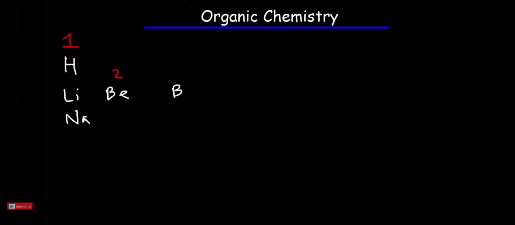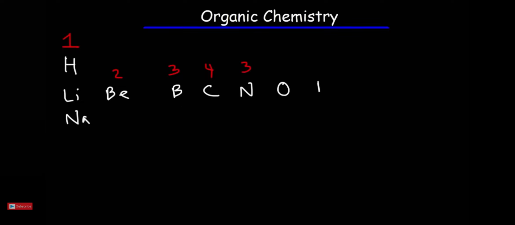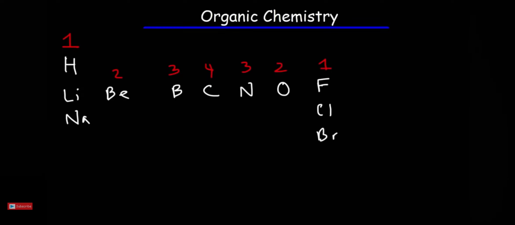Boron, which has 3 valence electrons, likes to form 3 bonds. Carbon has 4 valence electrons. Carbon likes to form 4 bonds. Nitrogen likes to form 3 bonds in organic chemistry. Oxygen likes to form 2. And elements like fluorine and the other halogens, chlorine, bromine, iodine, they like to form 1 bond.